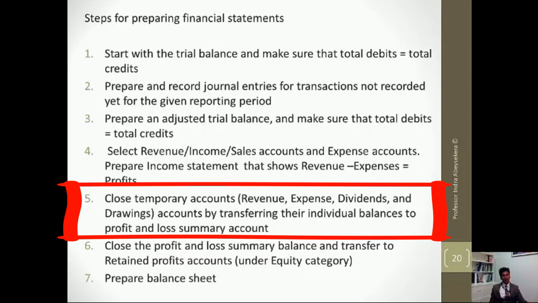Revenue, expenses, dividends, and drawings. They are the temporary accounts. Close them by transferring their individual balances to a newly created profit and loss summary account.